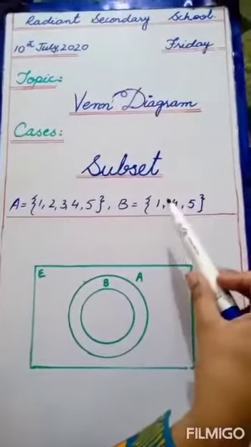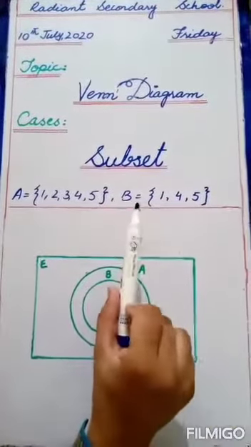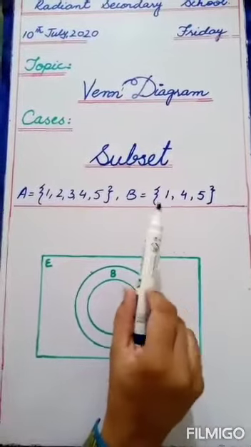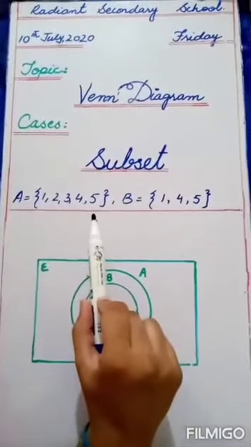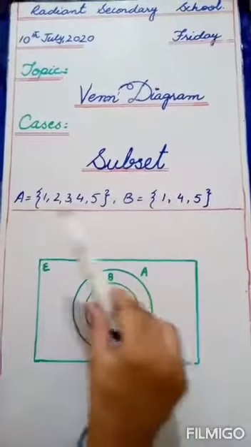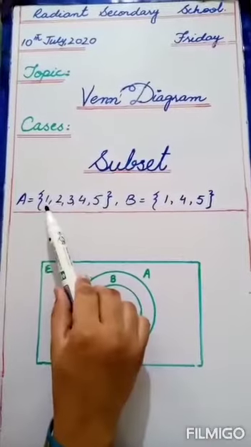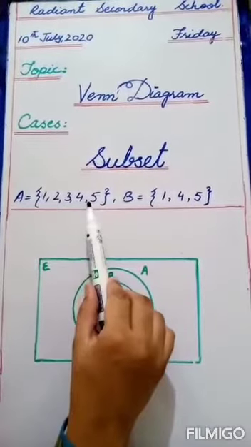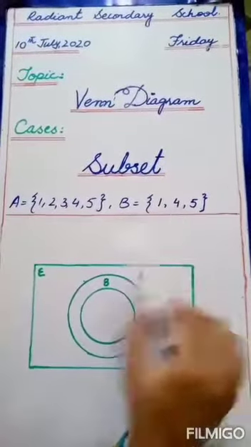Now the last case is there, which is subset. In the subset, if all the elements of one set are present in the other set, then this will be the case of the subset. Just like in this example, you can see set A is there having elements 1, 2, 3, 4 and 5, and set B is there with the elements 1, 4 and 5.